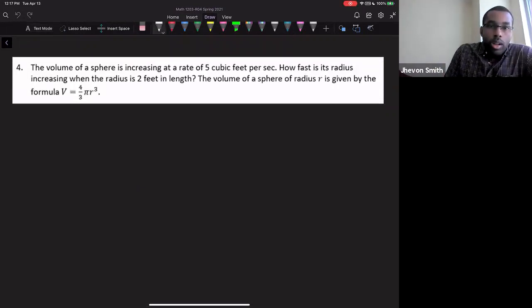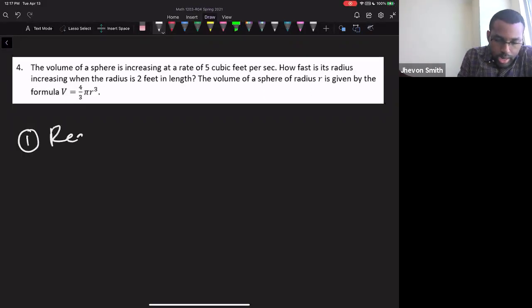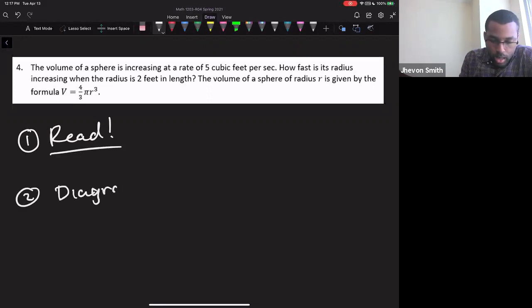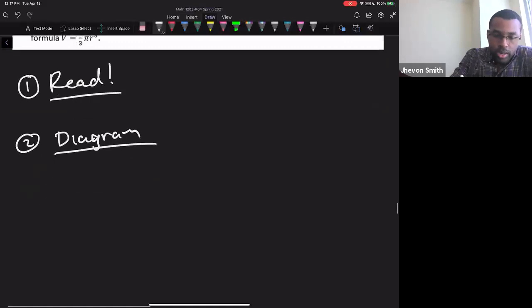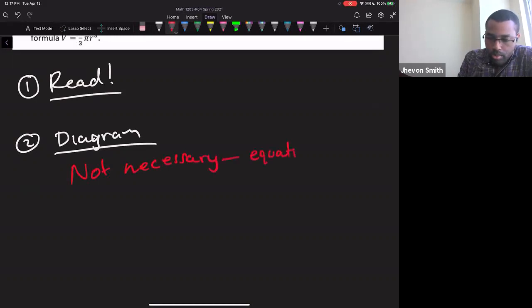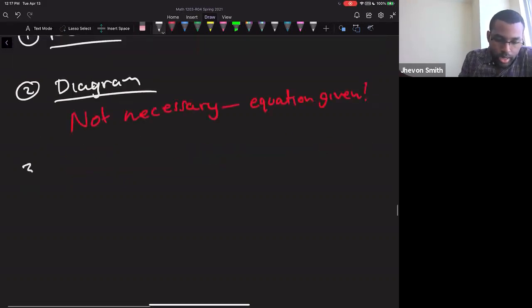The volume of a sphere is increasing at a rate of 5 cubic feet per second. How fast is its radius increasing when the radius is 2 feet in length? The volume of a sphere of radius r is given by this formula. Step 1, you read. I know this is a related rates problem just by how it's described. Step 2, diagram. At this point, you realize, hey, not necessary. Equation given. So you move on to 3. What do we know? What do we want?